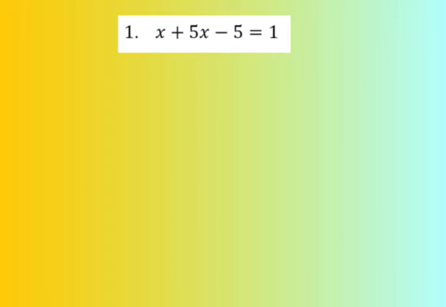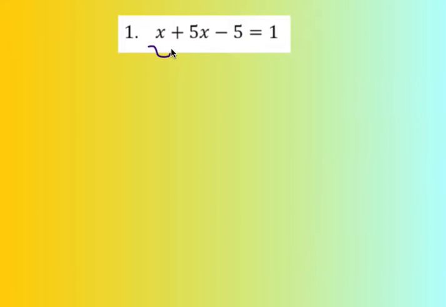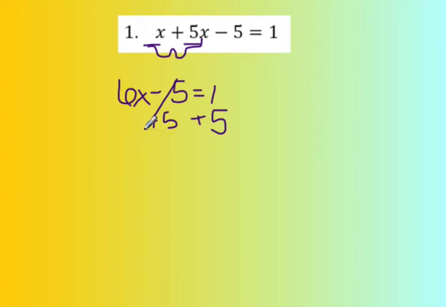So let's take a look at this first problem here. Step 1, simplify each side of the equal sign by distributing. Well, I don't have any distributing to do here, so my next step is to combine like terms. I have x plus 5x, and that's going to give me 6x. Then I still have this minus 5, and it is equal to 1. Now what I'm going to do is add 5 to both sides. Once I do that, that'll cancel out the 5's on this side. So then I have 6x is equal to 1 plus 5, which is 6.